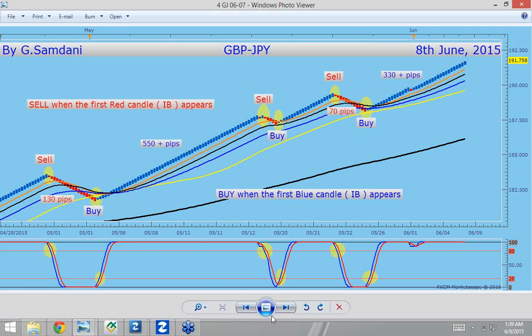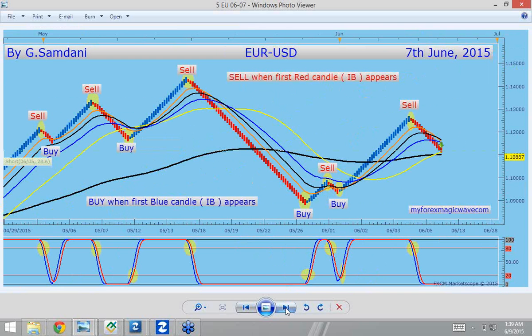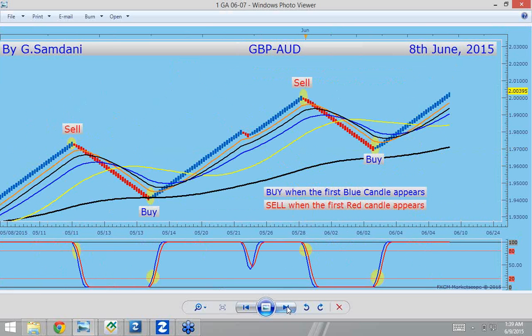Okay, so this is how the system works, which I teach in my webinar, and it's very easy. Here, buy, sell, again you can see how it works. This is Euro USD. I made it on the 7th June, and this is again pound Aussie. Sell, buy, sell, buy, and just keep going up, right? You just buy when the first blue candle appears, and then start selling when the red candle appears. And on this higher time frame, when the red candle appears, you go to a smaller time frame and keep taking the short entries.